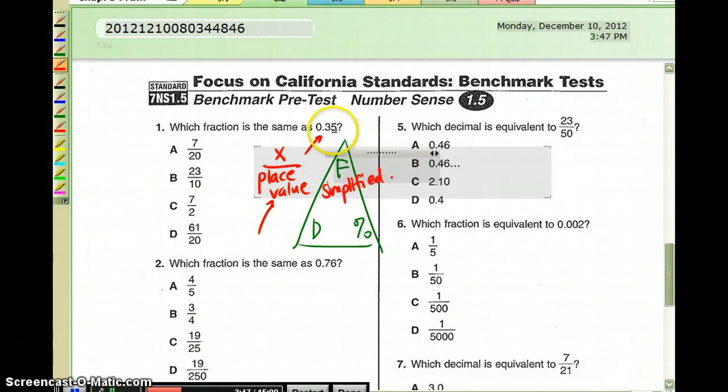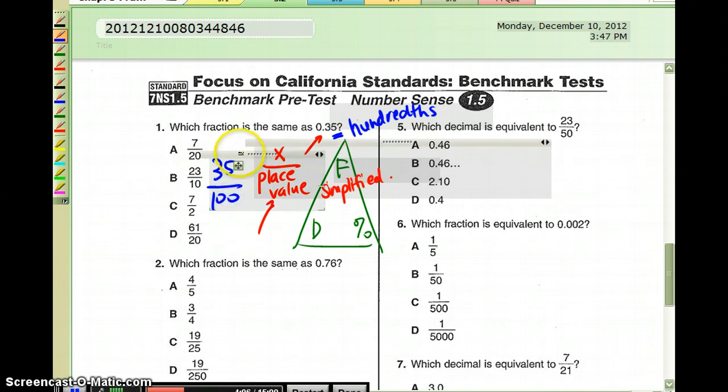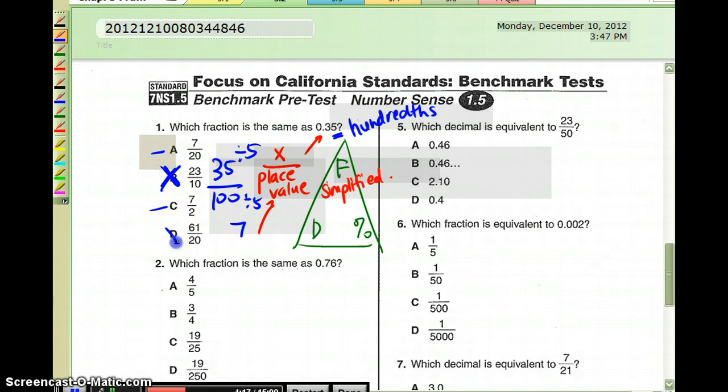So if I write 0.35, the 5 appears in the hundredths place value. So I would put the number 35 without the decimal, write it over 100, then simplify that. I can divide both of those by 5. 35 divided by 5 is 7. Already I know that it could be A or C. Not B, I could cross that out, or D.